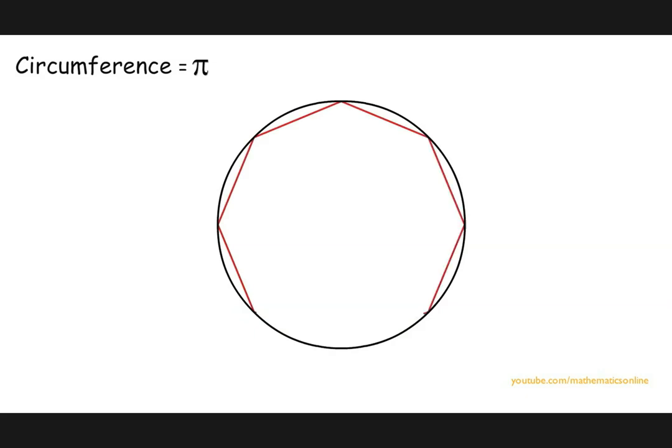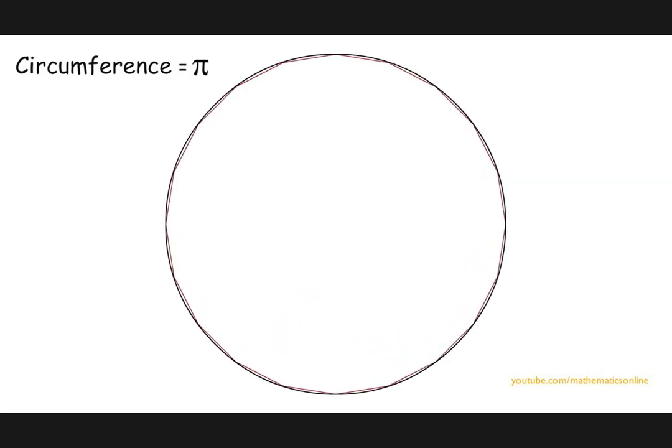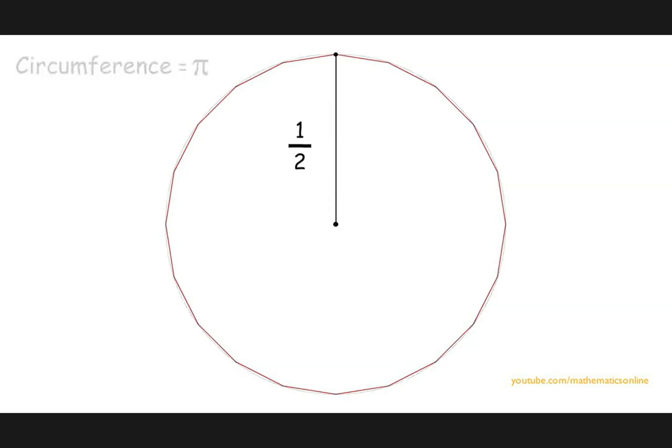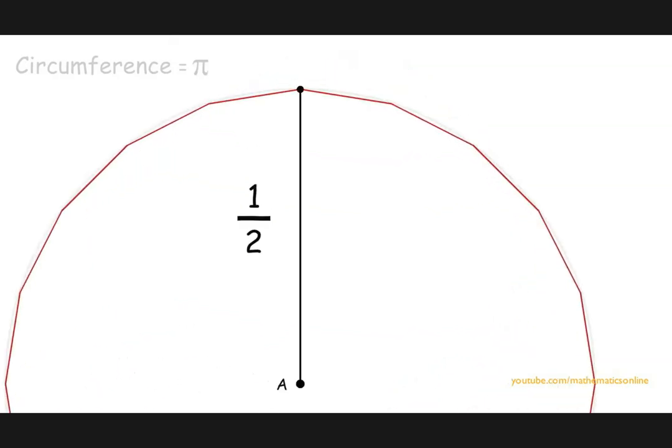What we can see is that every time we increase the number of sides of the polygon, the more it resembles the shape of the circle. Specifically, the perimeter of the polygon approximates the circumference of the circle. So let's derive a formula to calculate the perimeter of the inscribed polygon with an arbitrary number of sides. We know that the radius is 1/2, and we'll call the center of the polygon point A with points B and C as two vertices.